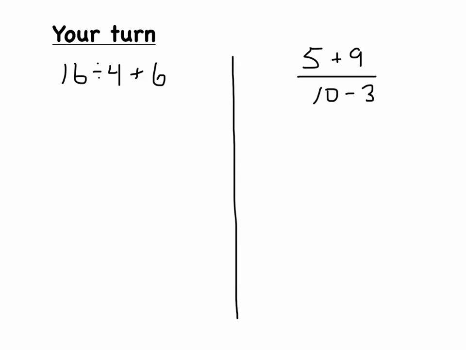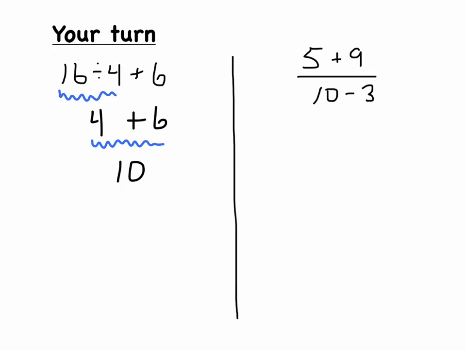Alright, at first, let's look at the very first one. We don't have any parentheses or exponents, and we don't have any multiplication, but we do have some division. So we have 16 divided by 4, which is equal to 4. Then we have 4 plus 6. Remember to carry everything down. Then we have some addition. 4 plus 6, which is equal to 10.